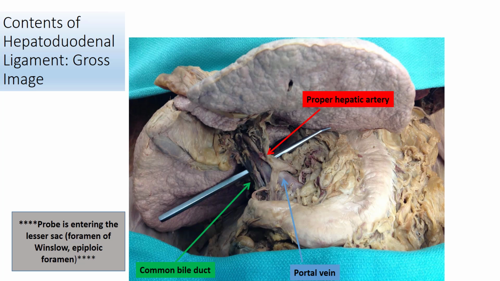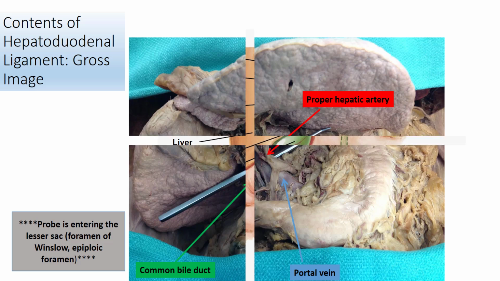This is a pretty nice cadaveric picture. You can see the contents of the hepatoduodenal ligament, a gross anatomical image. Here is the proper hepatic artery. There is the portal vein and the common bile duct. The proper hepatic artery is a branch off of the common hepatic artery, which is going in this direction, and the artery going down here towards the stomach and the duodenum is called the gastroduodenal artery.